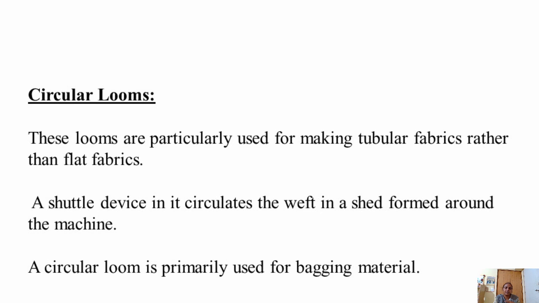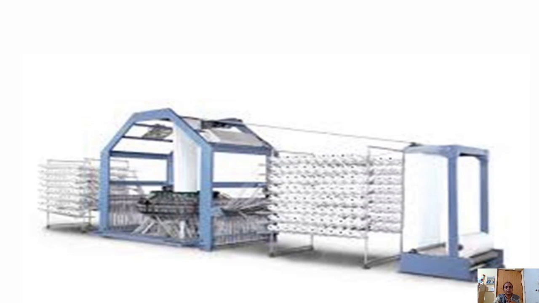The shuttle device circulates the weft yarns in the shed formed around the machine. That is a tubular, circular loom. It is used for bagging material. This is the circular loom.